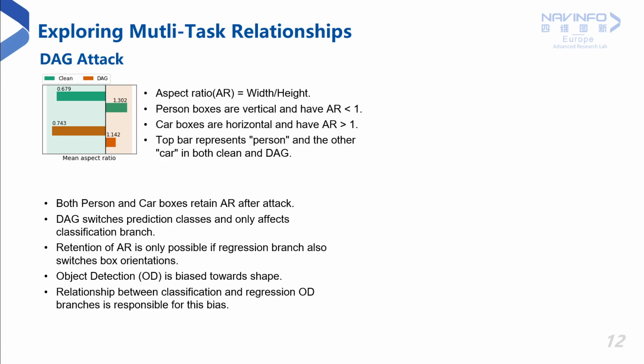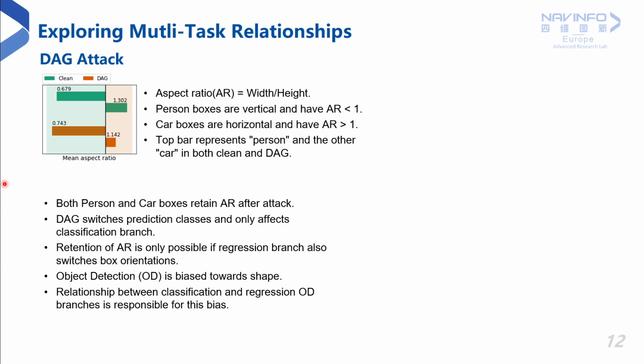The person and car classes were picked as in general their orientations are perpendicular to each other. Persons are vertical and have an aspect ratio of less than 1. Cars are horizontal and have an aspect ratio of greater than 1. The green shaded region represents vertical boxes and the red shaded region represents horizontal boxes. In both clean and tag, the top bar represents person and the bottom bar represents car. Before and after attack, person boxes retain their mean aspect ratio. The same holds true for the car class.